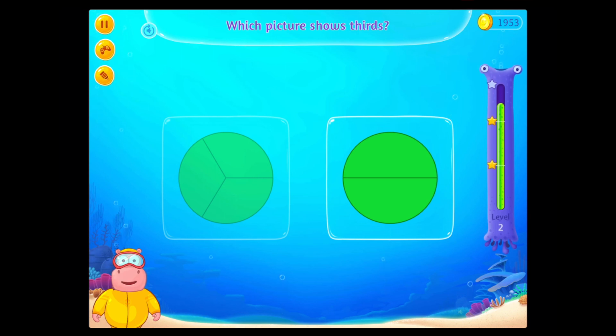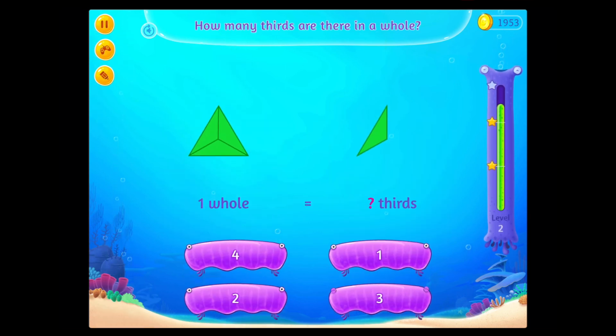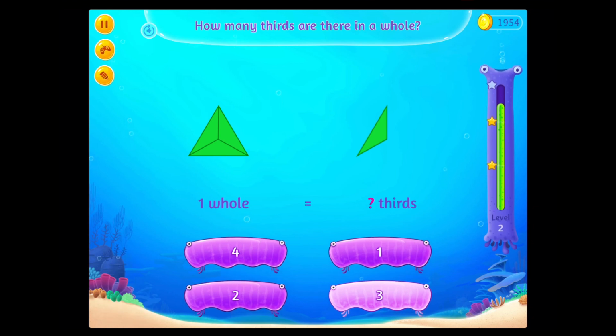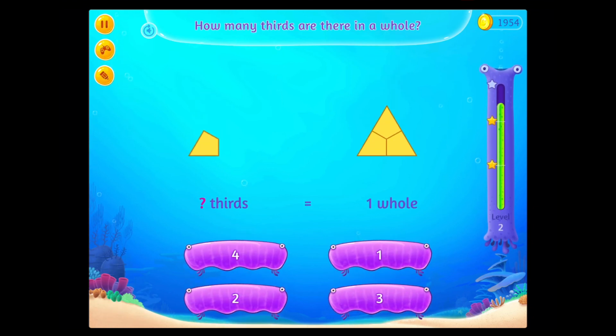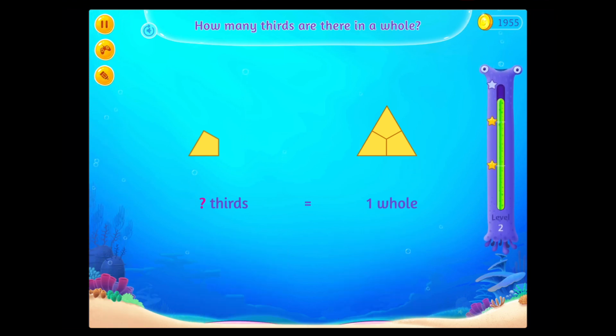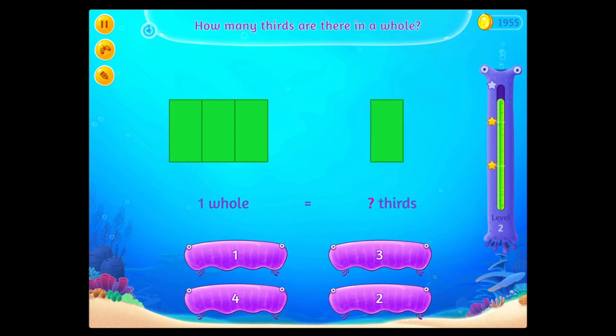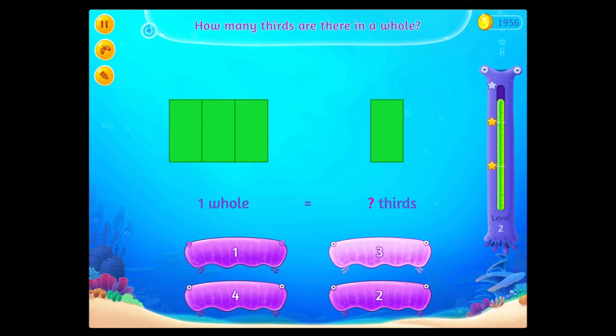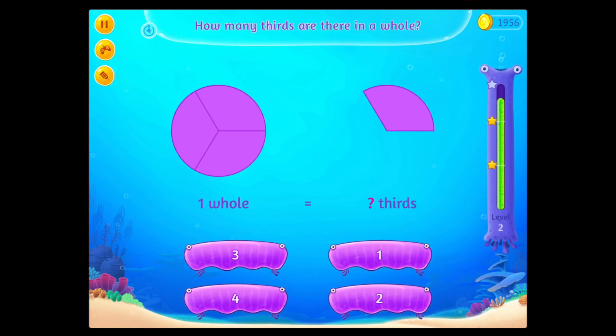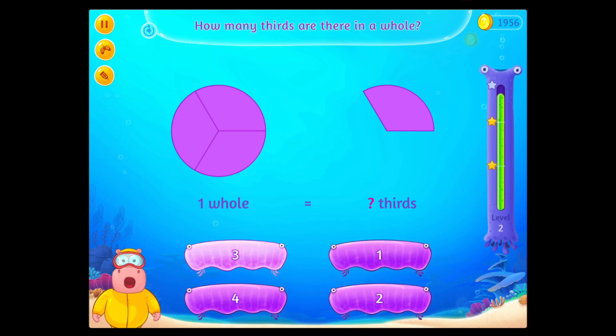Congratulations! You've done it! How many thirds are there in a whole? Good going! How many thirds are there in a whole? Fantastic! How many thirds are there in a whole? Correct! How many thirds are there in a whole? Rockstar!